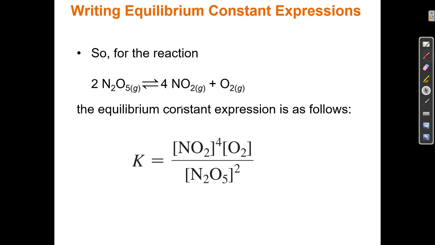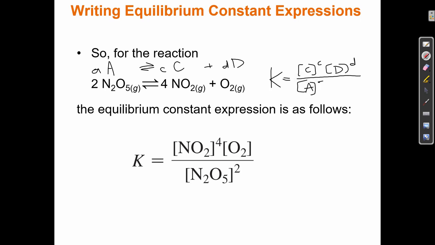So remember the equilibrium constant expression is generically the concentration of C raised to its coefficient times the concentration of D raised to its coefficient divided by the concentration of A raised to its coefficient times the concentration of B raised to its coefficient. So for this equation here, big A is N2O5. So that's my reactant down here, and that's raised to its coefficient, which in this case is 2. And my products, C and D, in the numerator, are raised to their coefficients. The coefficient of C is 4, so NO2 is raised to the 4th power, and the coefficient of O2 would be 1 if there were anything written here. And so the exponent is 1 for oxygen.